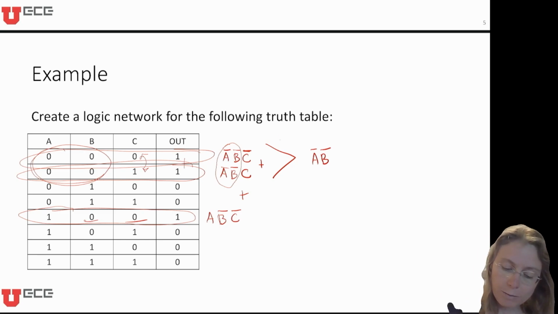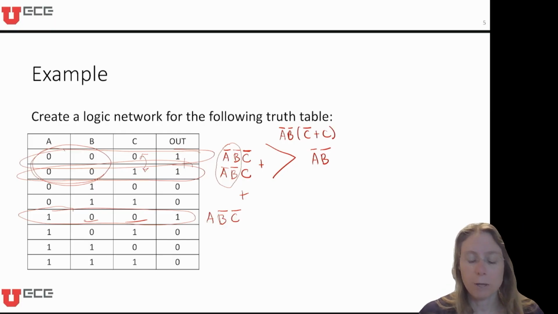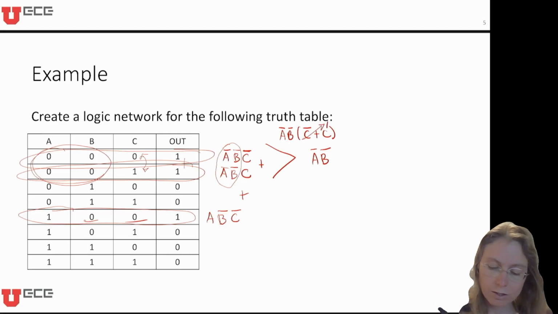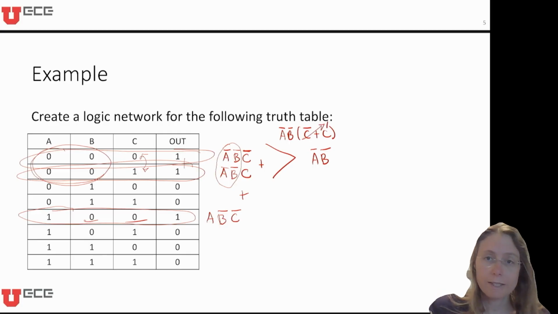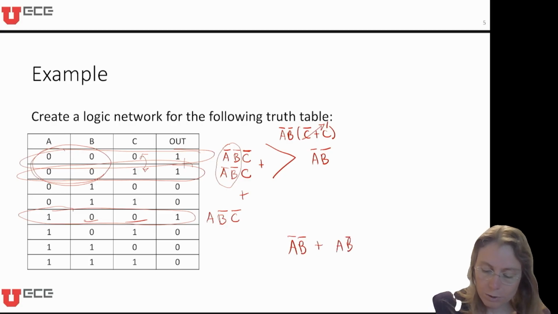And if you had been doing this mathematically, you could have done a distribution where you pull out the A and the B and you're left with C naught or C. But C naught or C is all possibilities, so that just goes away. So my simplified answer here is not A, not B, or A, not B, not C.